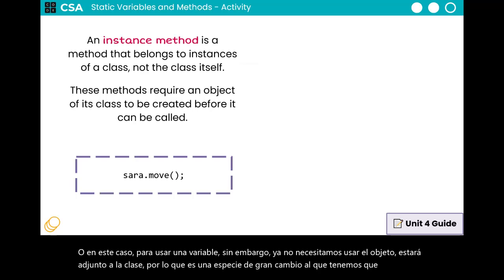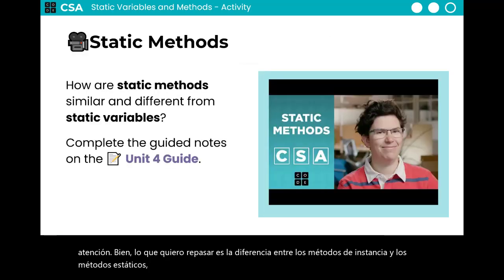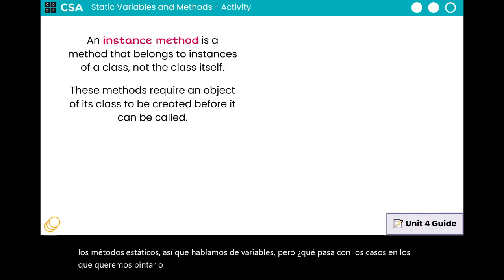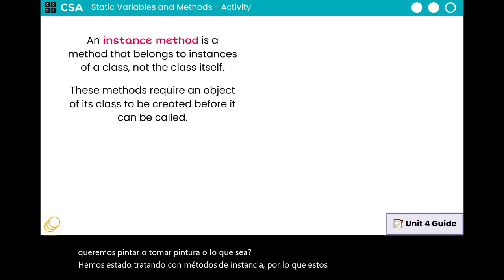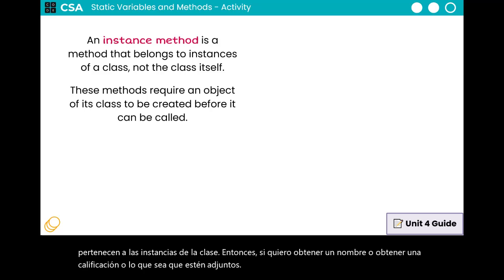Okay, so what I want to go through is the difference between instance methods and static methods. We talked about variables, but what about cases where we want to paint or take paint or whatever it is? We've been dealing with instance methods. These are methods that belong to the instances of the class. So if I want to get name or get grade or whatever it is, those are attached to the class and associated with those objects.